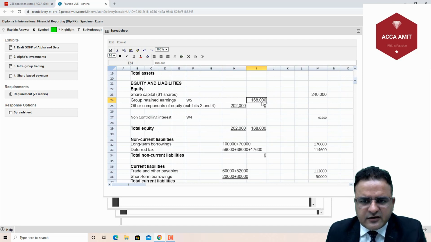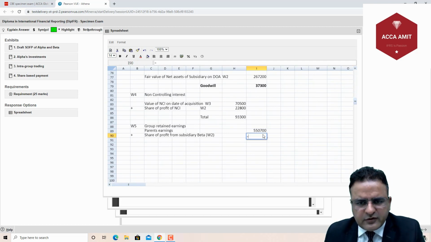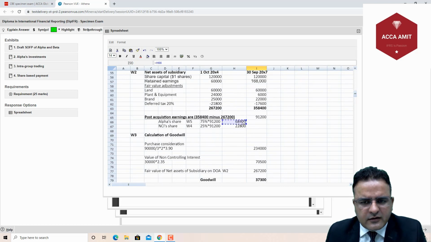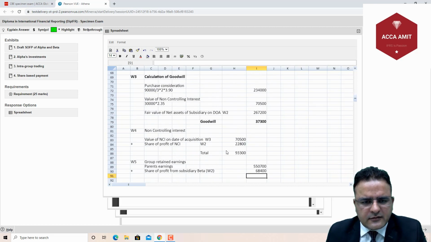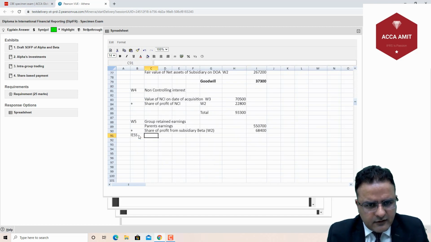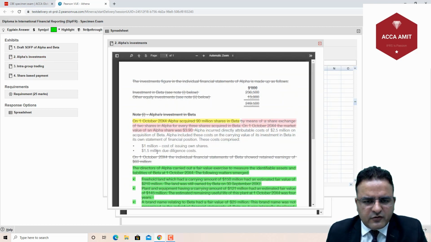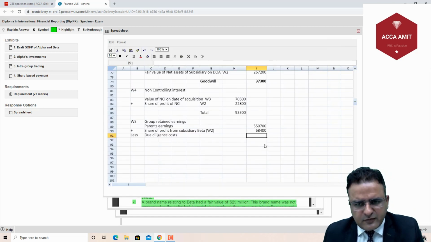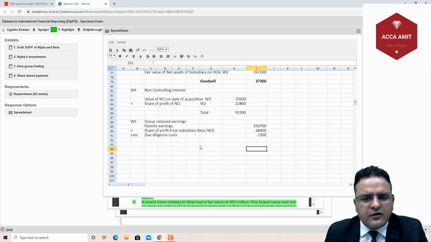Share of profit of subsidiary, from working note number 2, is the post acquisition profits, that is 68,400. Then there are less due diligence costs, which are to be deducted from Alpha's investments. If you remember, due diligence costs of 1.5 million are to be included. That is minus 1,500.